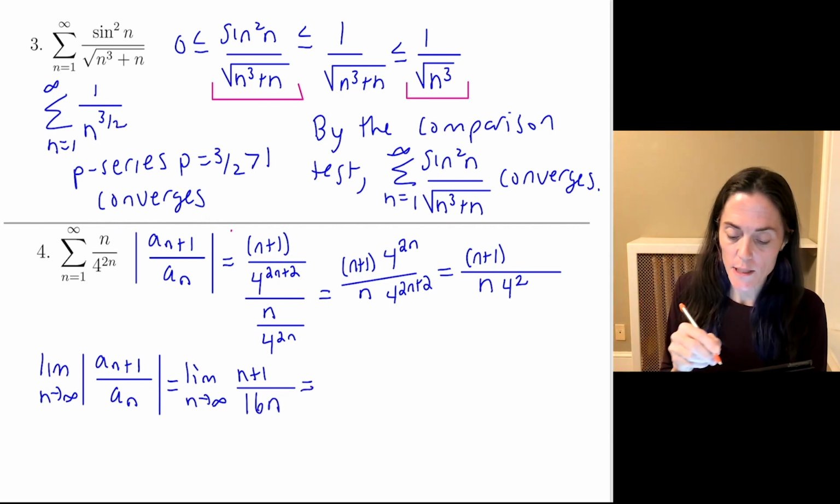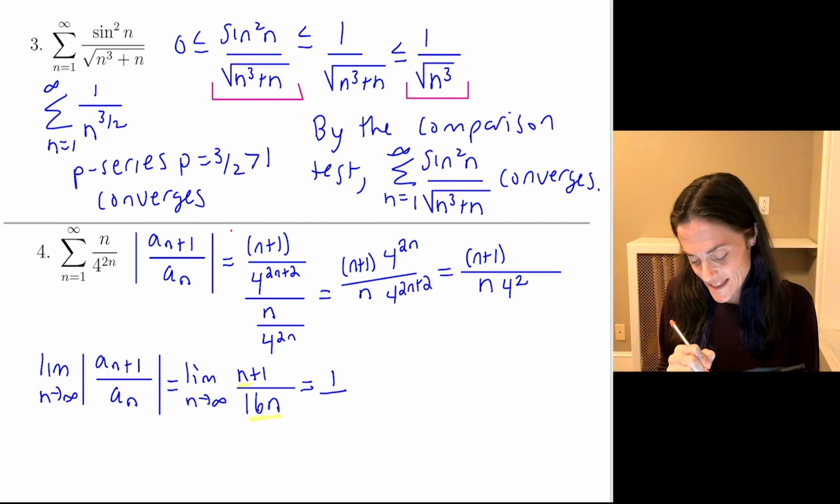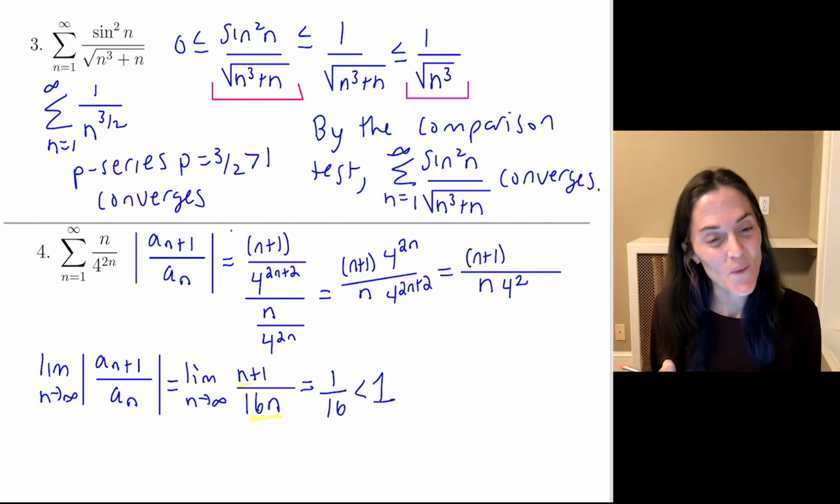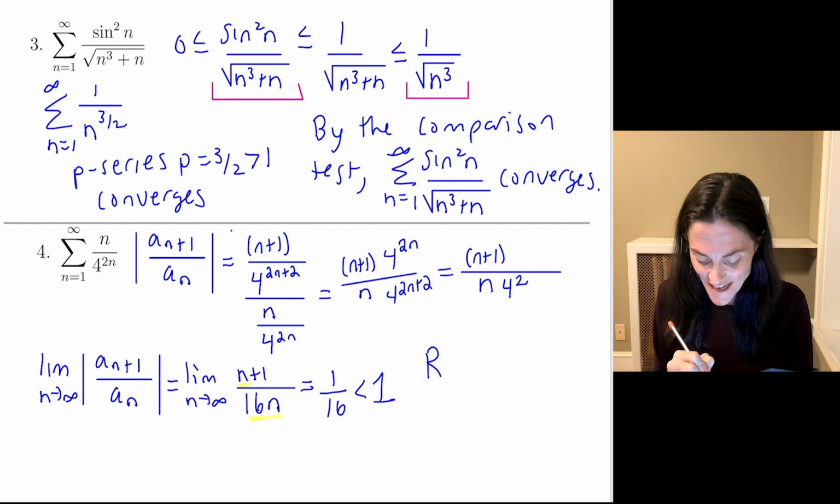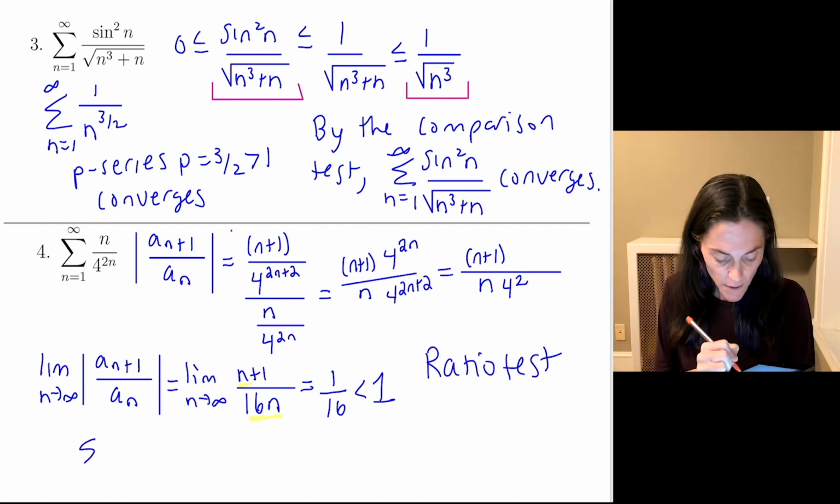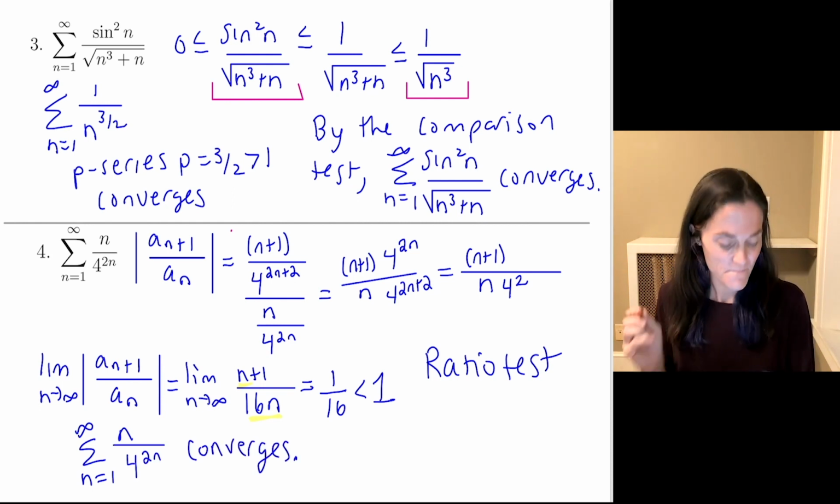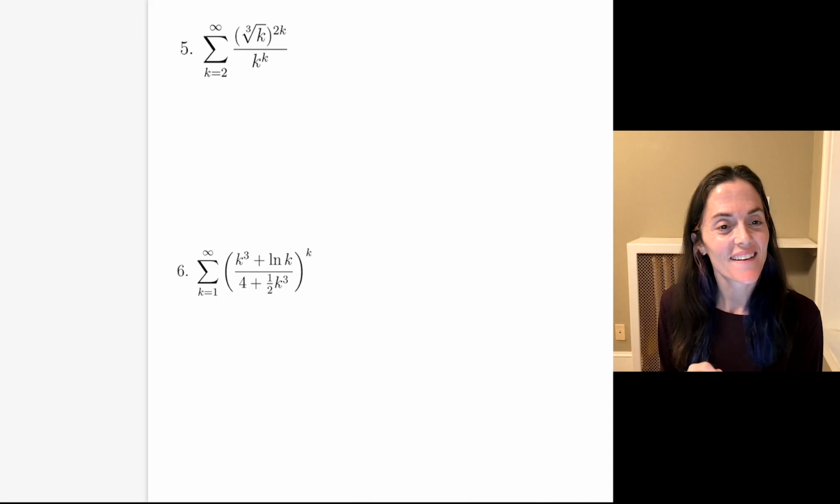Well, this limit we should be able to look at and know what's happening. We have n, we have 16n. This limit is 1 over 16, which is certainly less than 1. So, quote the test. We have ratio test. And then the conclusion. When this limit is less than 1, the series converges. Okay, let's move on to number 5.